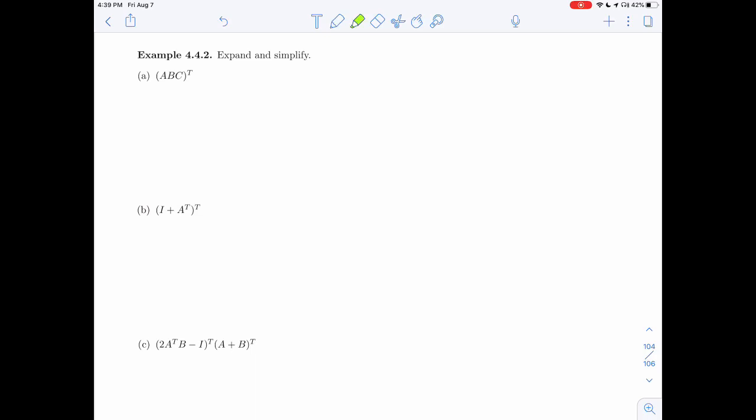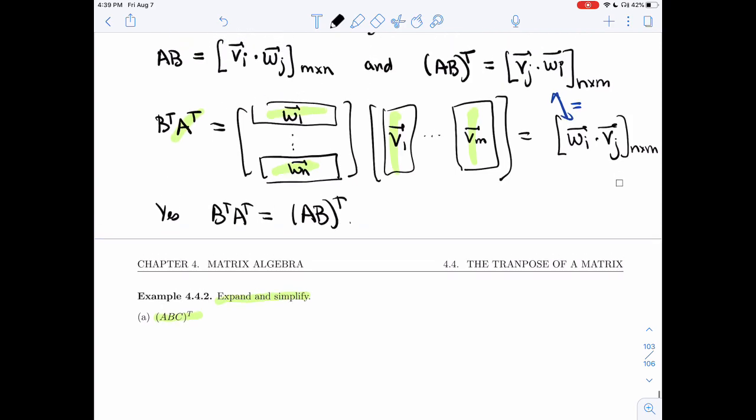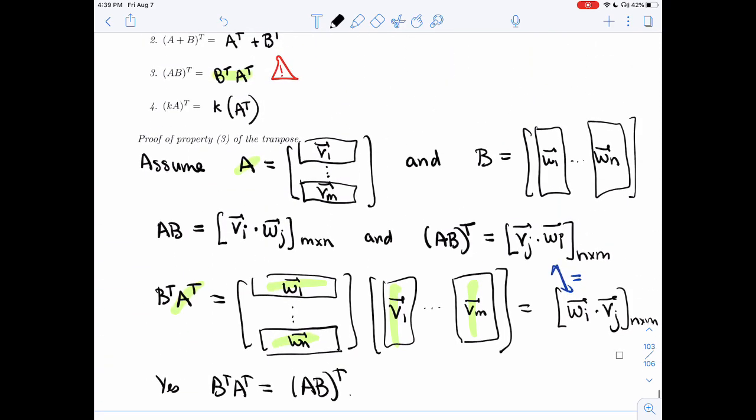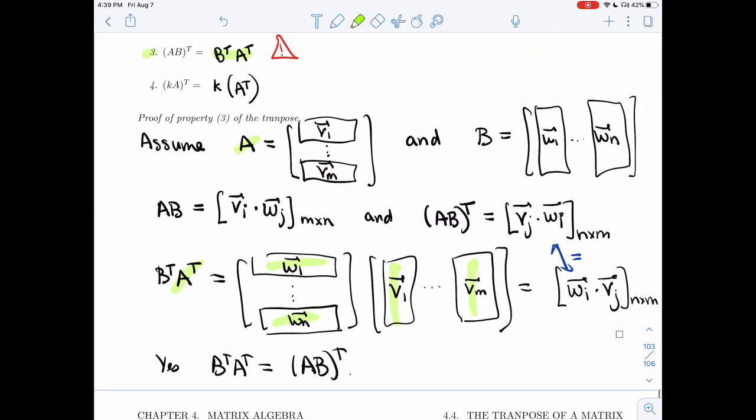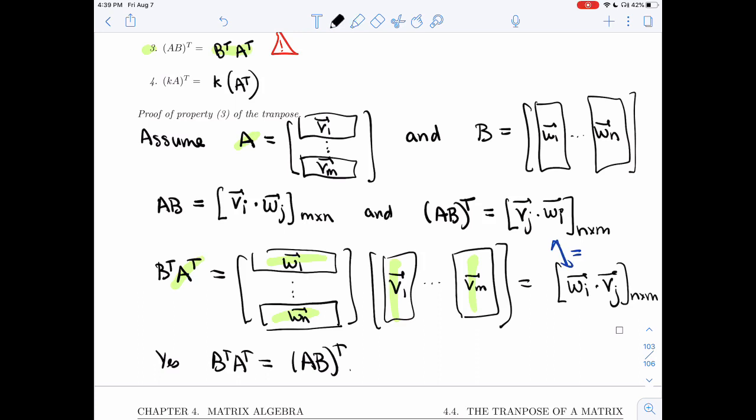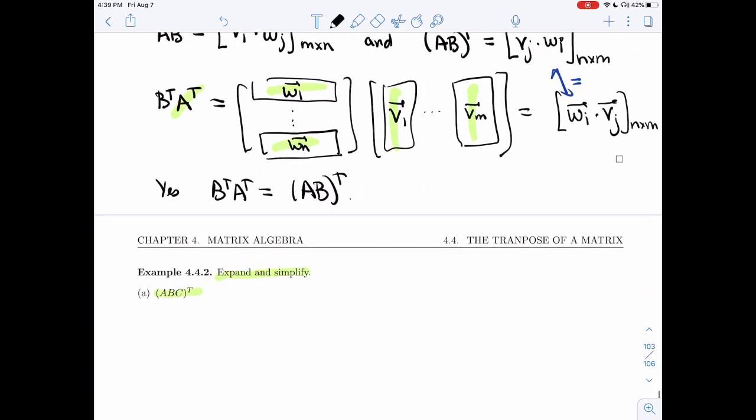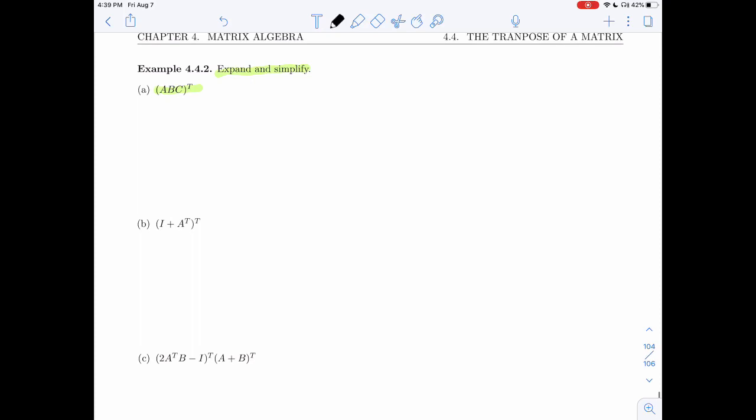In example 4.4.2, I'm asked to expand and simplify, so I'm going to start with this one. I'm going to use the property we just proved, property 3, that tells you that (AB)^T is B^T A^T. This holds at this point only for a product of two matrices. So let me write this as A times (BC) transposed. Now I have a product of two matrices, one that's made up of more complicated things, but it's still a product of two matrices.